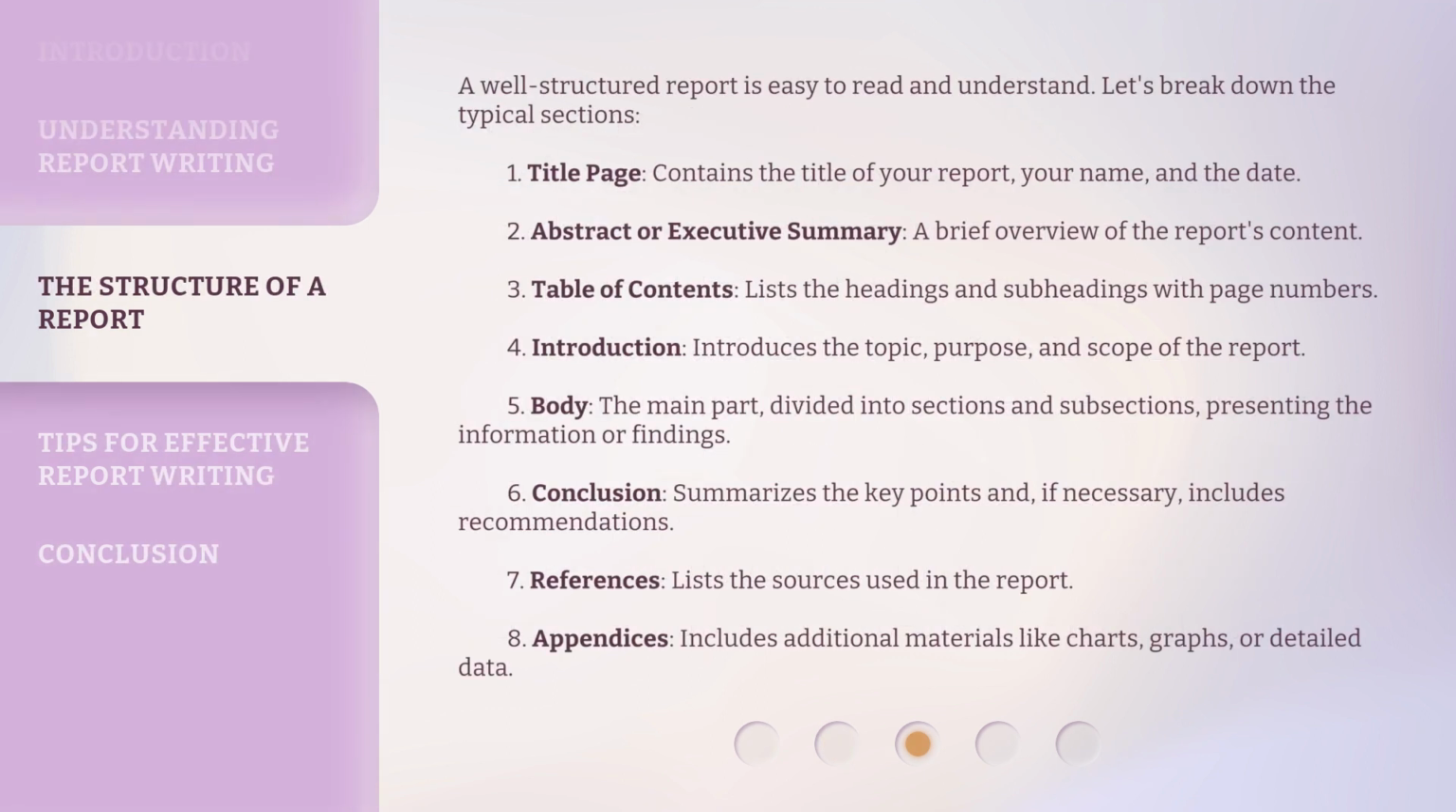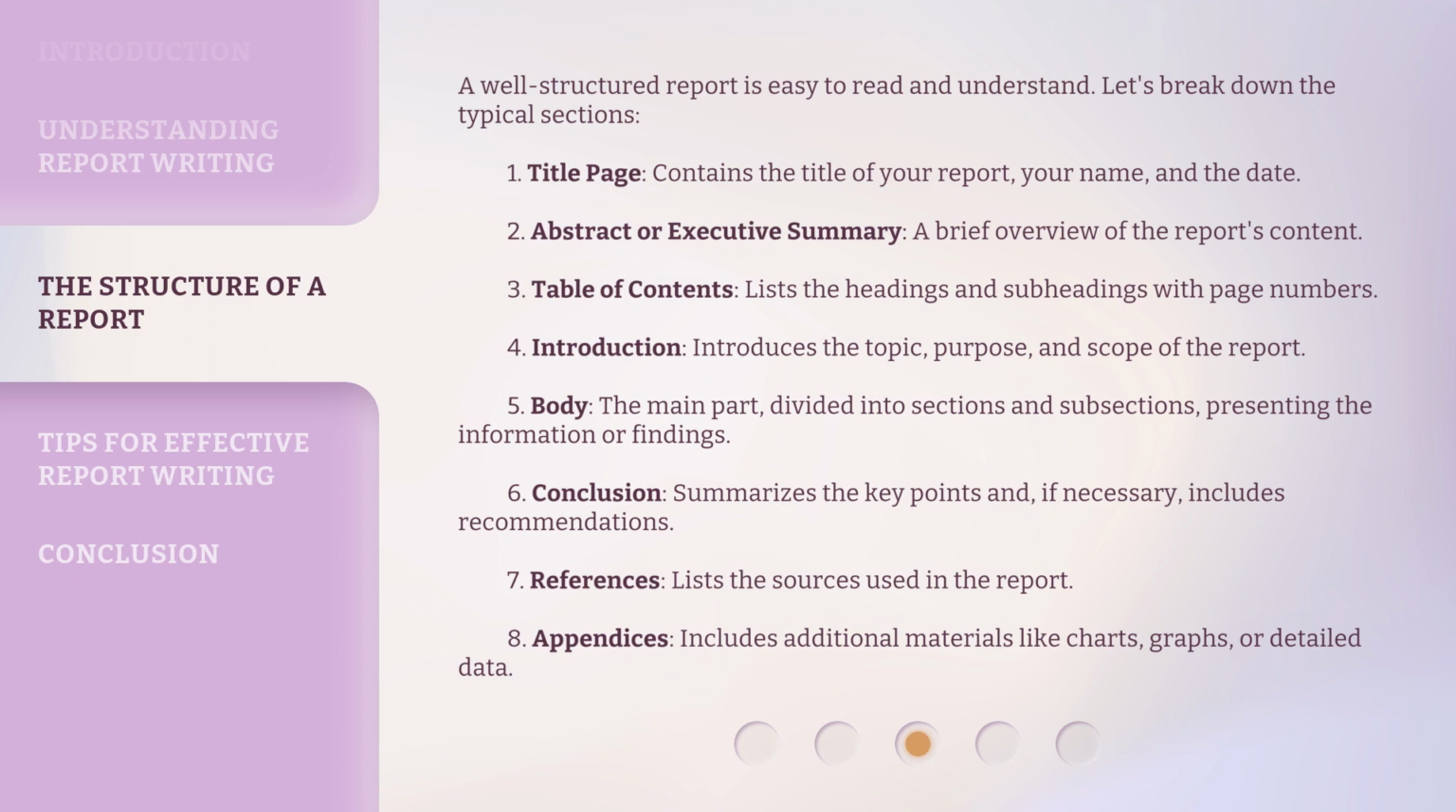A well-structured report is easy to read and understand. Let's break down the typical sections. 1. Title page. Contains the title of your report, your name, and the date. 2. Abstract or executive summary. A brief overview of the report's content. 3. Table of contents. Lists the headings and subheadings with page numbers. 4. Introduction. Introduces the topic, purpose, and scope of the report.